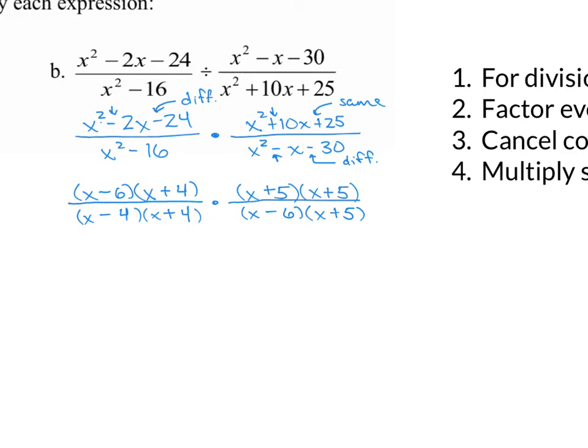All right, let's cancel our common factors. We can cancel an x minus 6. We can cancel an x plus 4. And we can cancel an x plus 5. So what do we have left over? We have x plus 5 over x minus 4.